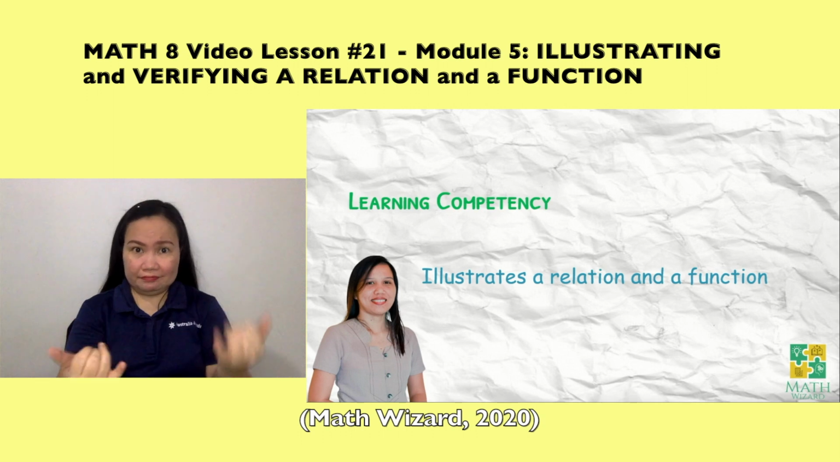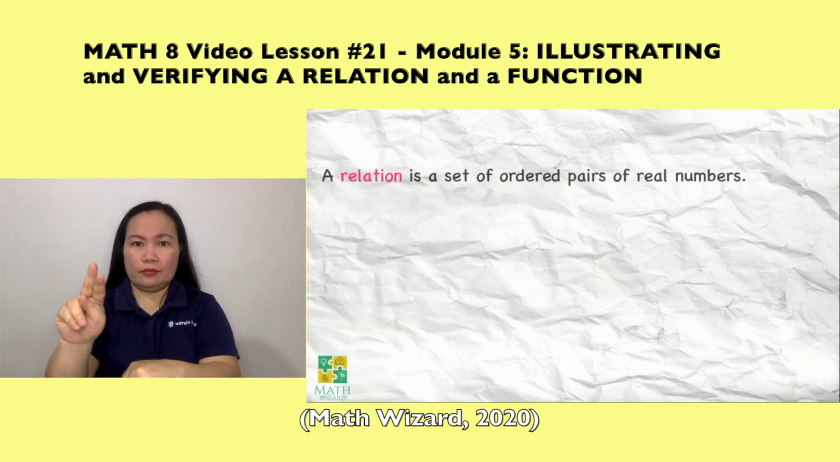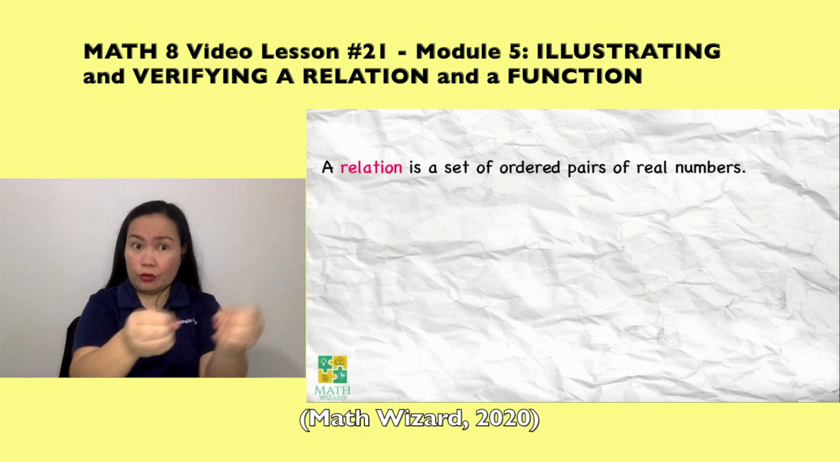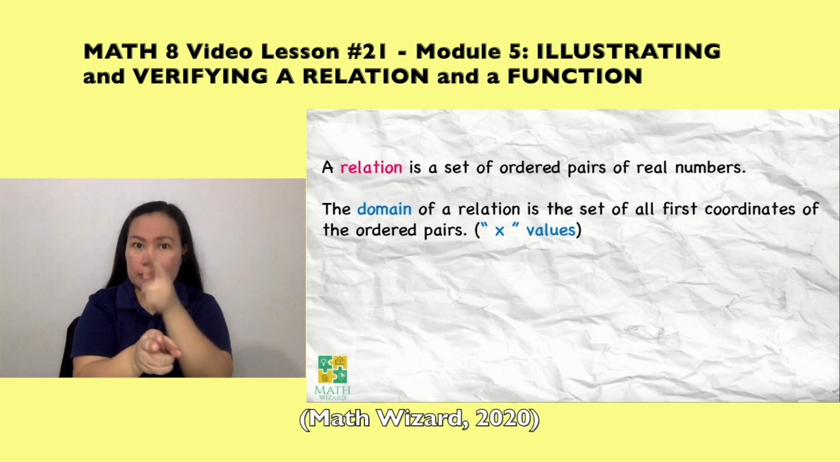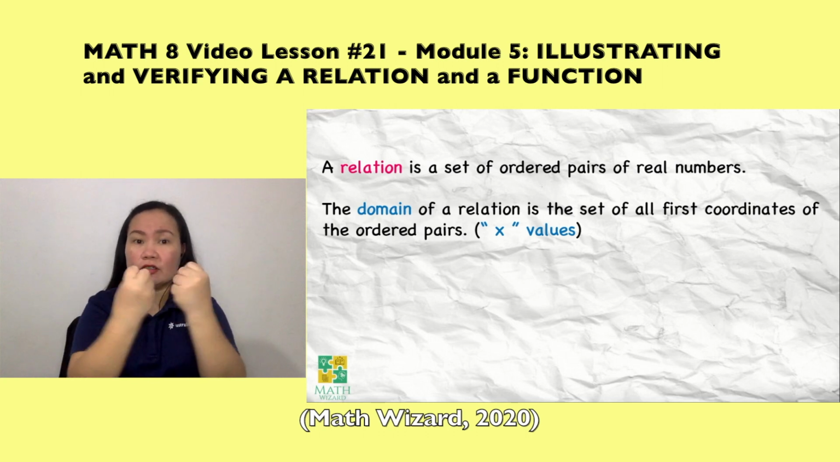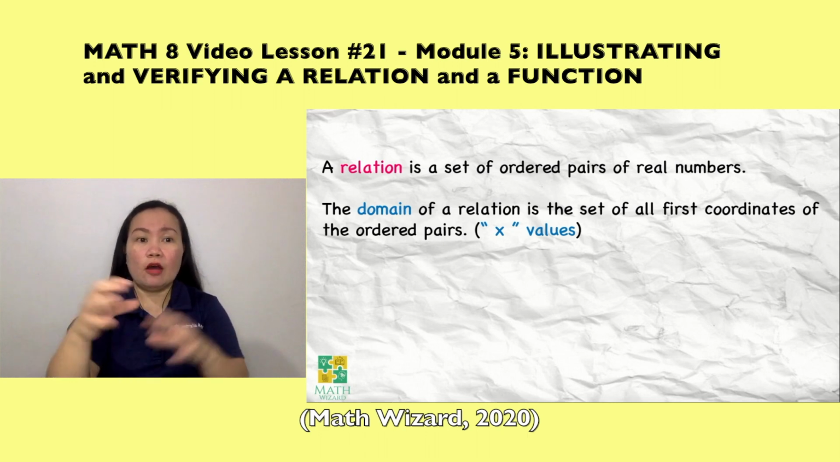Today we are going to illustrate a relation and a function. So a relation is a set of ordered pairs of real numbers. Ang domain naman, it is a relation wherein it is the set of all first coordinates of the ordered pairs, or ito yung tinatawag na x values.